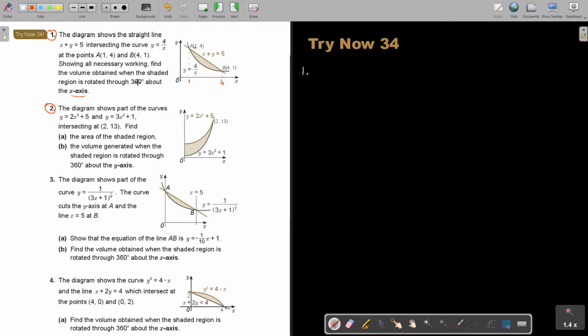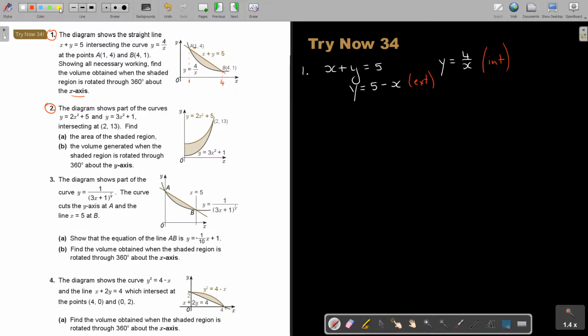Let's check our functions. It's in terms of y, not in terms of x, and the other one is already in terms of y. Can I just show you? The straight line is the exterior, and the curve will be the interior.